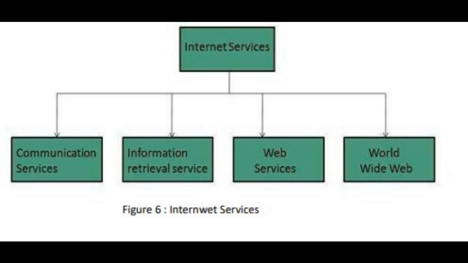1.2.2.5 Internet Services. Using Internet services, one is able to access information available on the Internet. These Internet services can be classified into four major categories: communication services, information retrieval services, web services, and World Wide Web. Figure 6. Internet services. Look at the screen. Communication services.